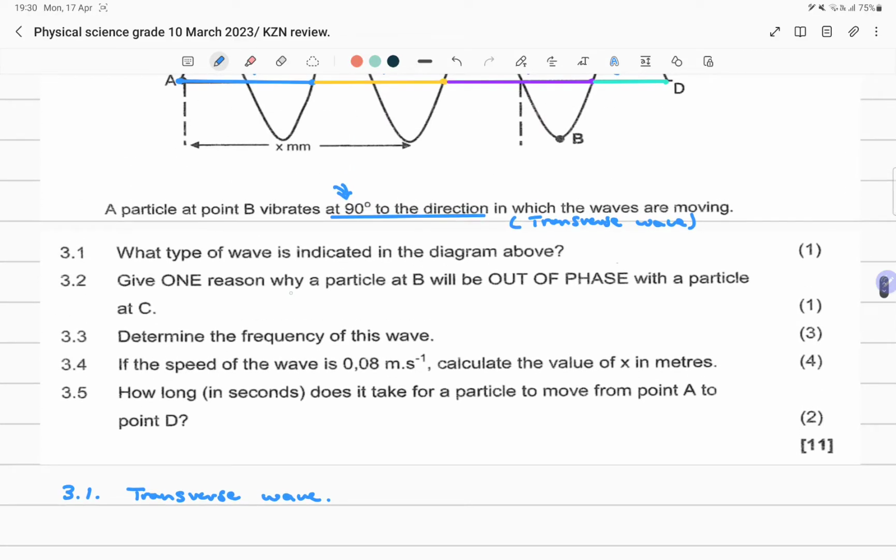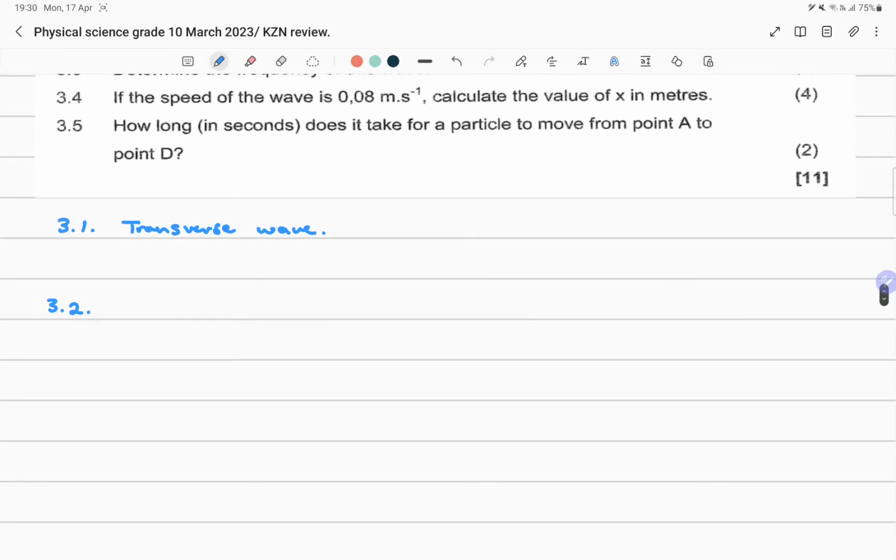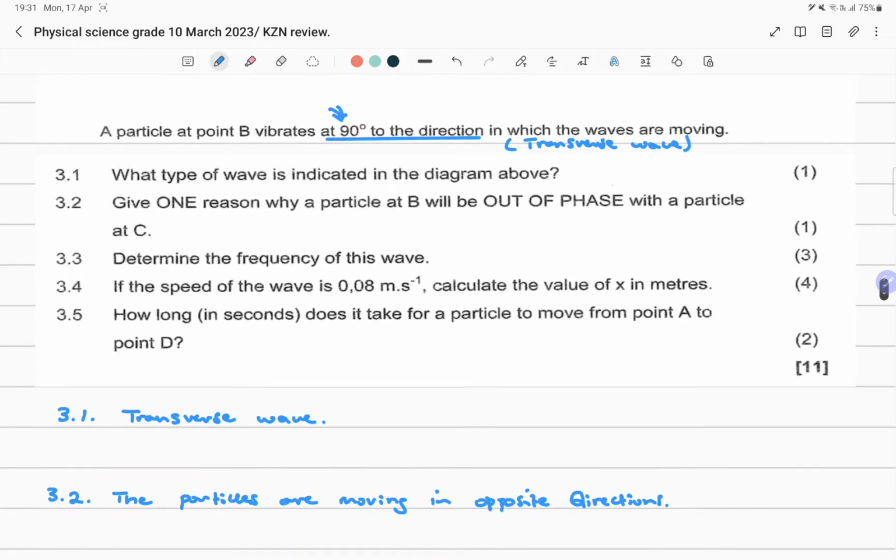3.2 says, give a reason why a particle at B is out of phase with a particle at C. Well, they're out of phase because they are moving in opposite directions. They are moving in opposite directions, so that is why they are out of phase.